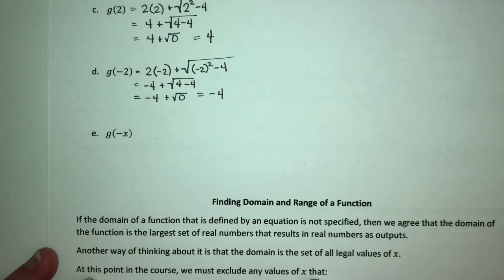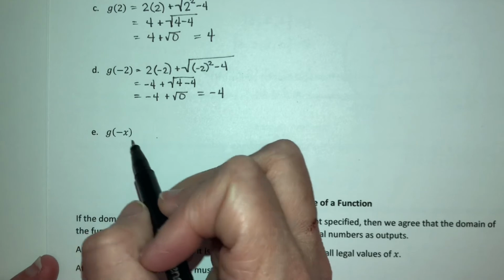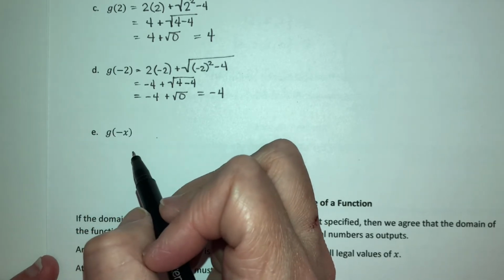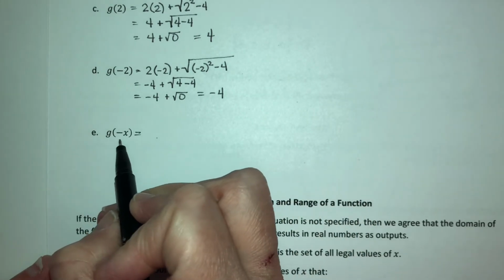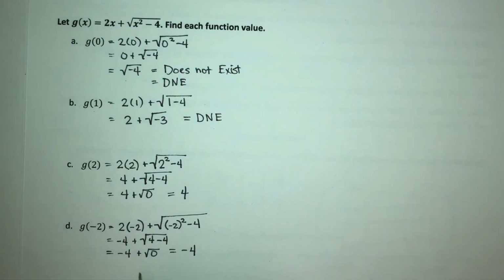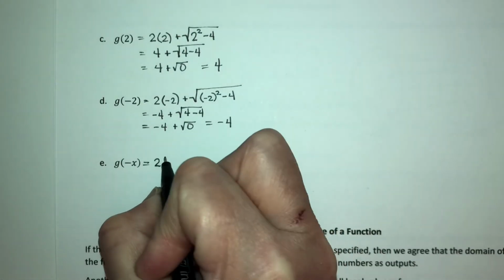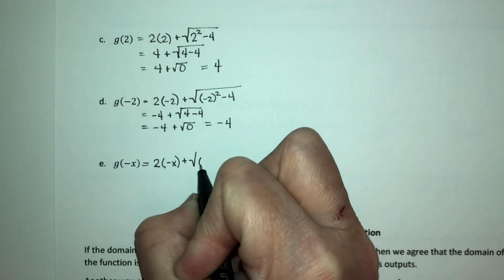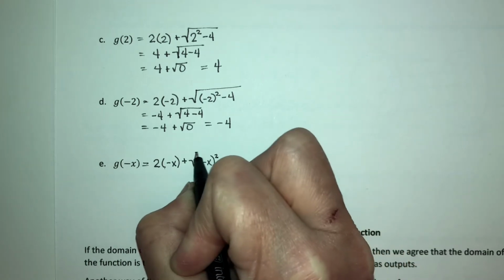All right, one more. G of negative x. Now, I know this is going to sort of feel like a silly type problem at the moment, but this ends up being a very important concept as we go along. What we're going to do is everywhere there was an x, I'm going to plug in negative x. And I'm going to use parentheses as I do this. So I'm going to have 2 times negative x plus the square root of negative x squared minus 4.